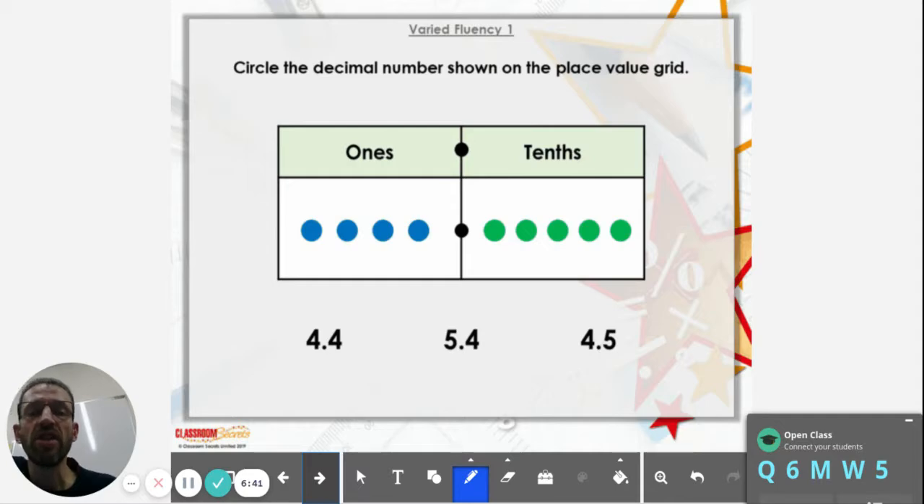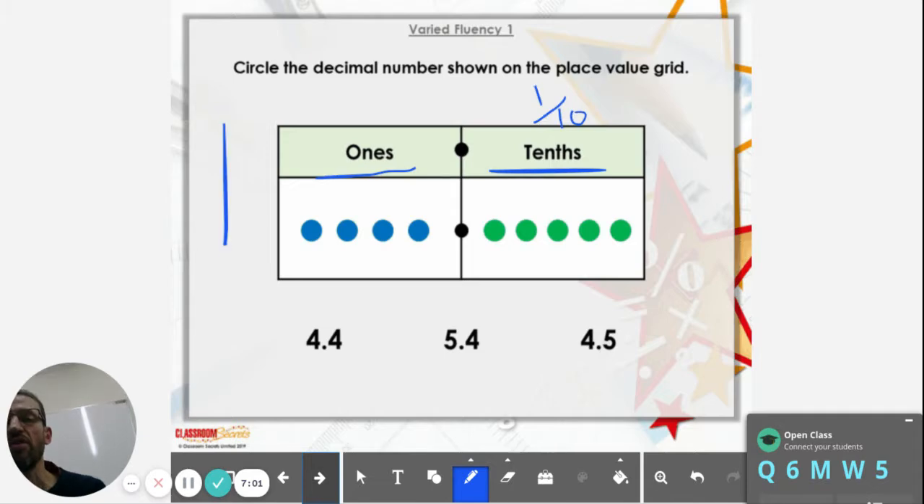Now, here you can see that the columns for tenths, I use this notation, but it's the same thing as the word written. And the column for ones, we've got 2 columns here for tenths and for ones, have got discs in. Okay, so it says circle the decimal number shown on the place value grid. So this is my place value grid, and we need to decide which of these 3 numbers is correct.